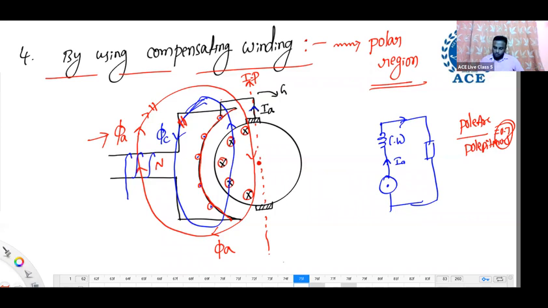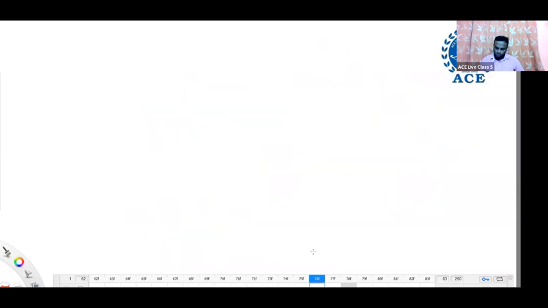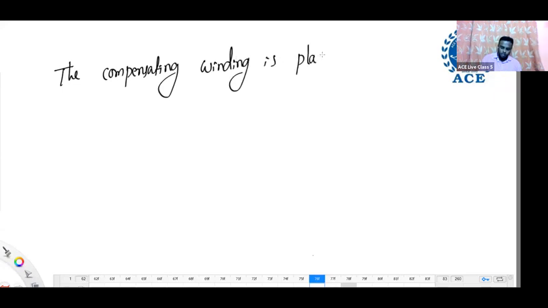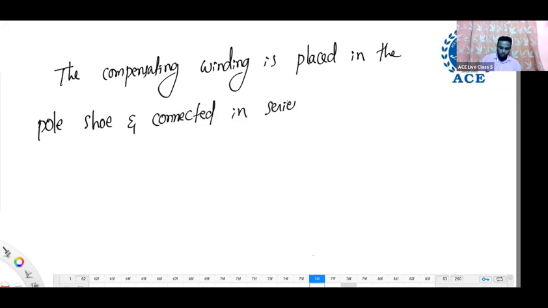Okay. First, write here one point. The compensating winding is placed in the pole shoe, and connected in series with armature. In series with armature.